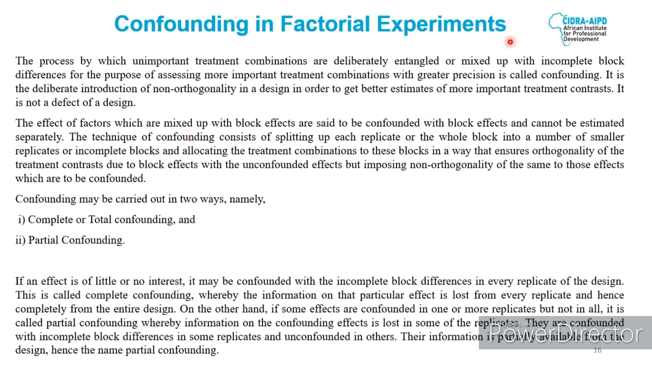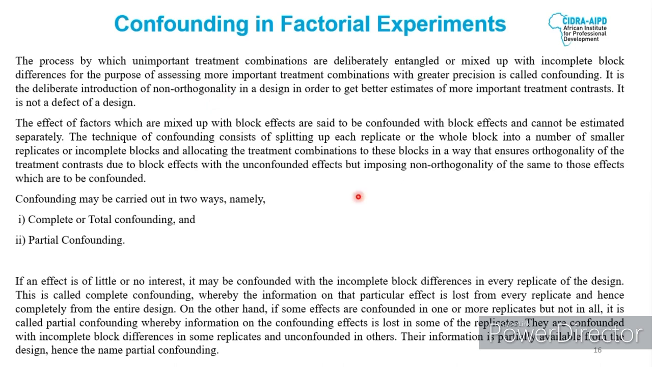So confounding is present in factorial experiments too. This concept is a big concept, so I'm only going to talk about the basics right now. The process by which unimportant treatment combinations are entangled or mixed up with incomplete block differences for the purpose of assessing more important treatment combinations with greater precision is called confounding. It is the deliberate introduction of non-orthogonality in a design in order to get better estimates of more important treatment contrasts. But this is actually not considered a defect of the design.